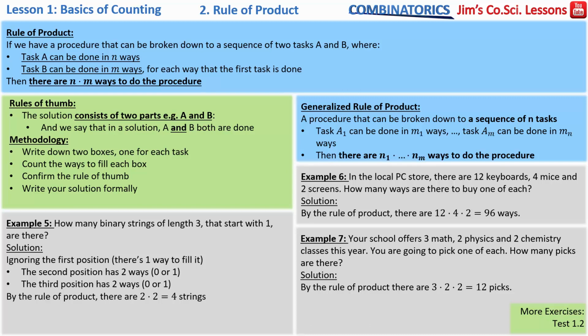Welcome back, I am Jim, and let's go to see the first of the two counting principles, the rule of product. Let's see the theory at first.